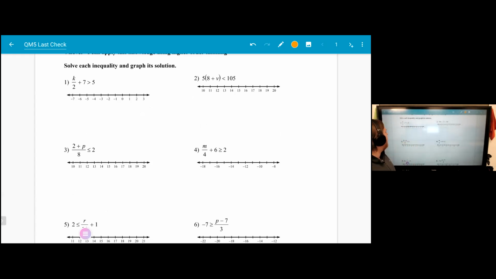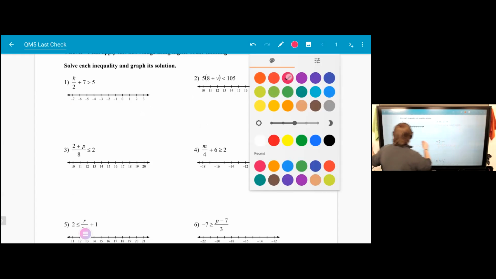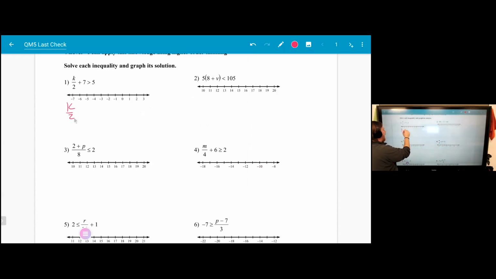Here we go. We have k divided by 2 plus 7 is greater than 5. I'm going to start out by subtracting 7 from both sides of this inequality. Gets rid of that 7 because that's 0. K divided by 2 is greater than negative 2. I'm going to finish this off by multiplying both sides by 2 because this simplifies to 1.